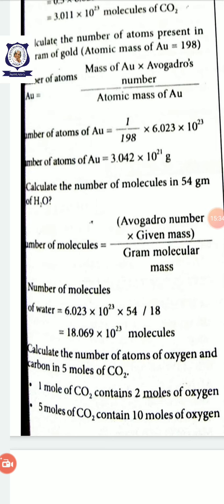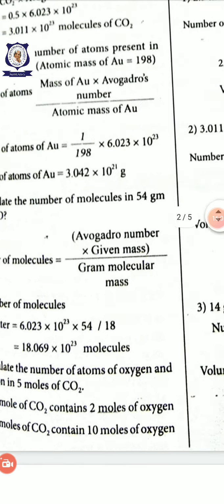Calculate the number of atoms of oxygen and carbon in 5 moles of carbon dioxide. See, 1 mole of carbon dioxide contains 2 moles of oxygen. Why do we use 2 moles? Because 1 mole of carbon combined with 2 moles of oxygen. In 5 moles, how much oxygen? 5 into 2, 10 moles of oxygen.